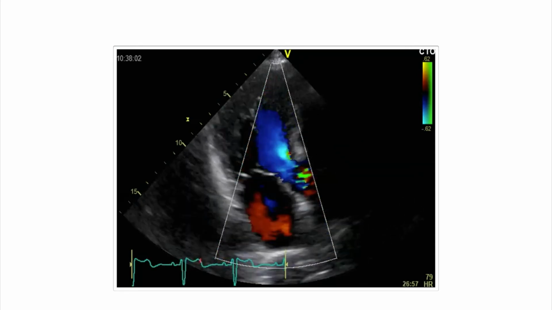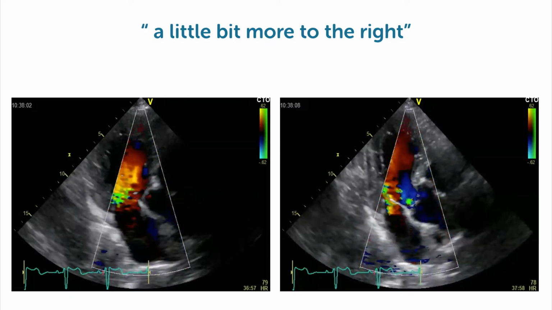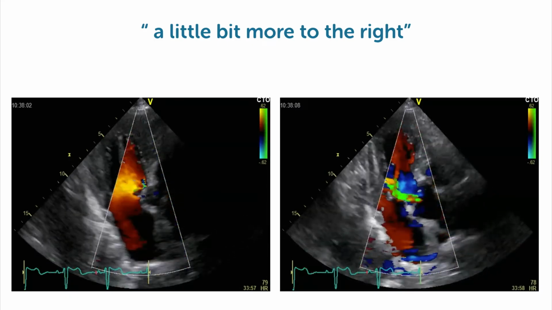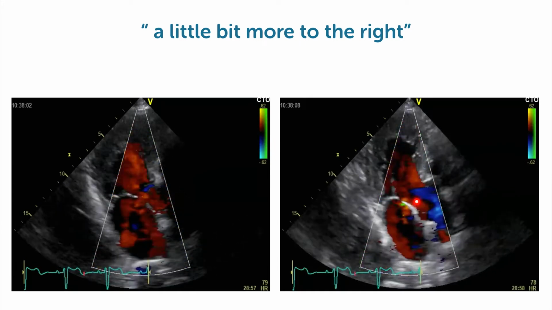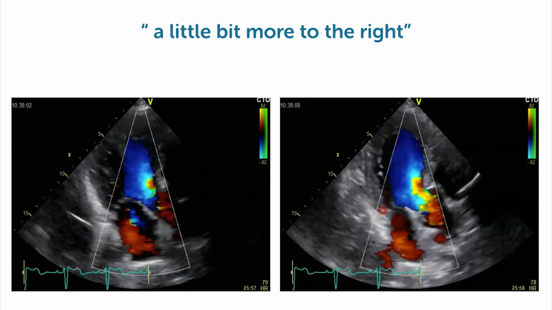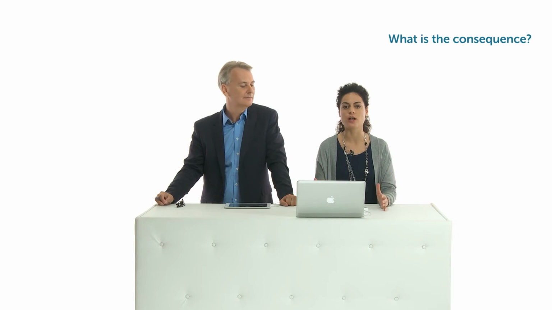And see what happens if we move the transducer just slightly, a little bit to the right, and all of a sudden this turns into this. So here clearly you can see aortic regurgitation. So at this point I think it's very important that you learn how to image and that you practice as much as possible. So from quantification to consequences.